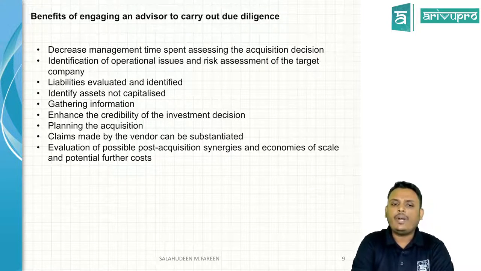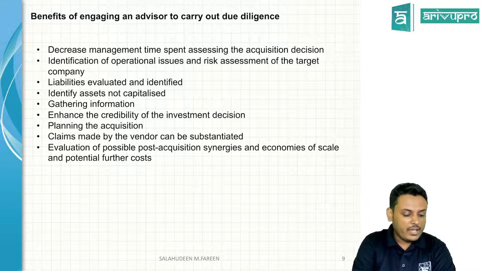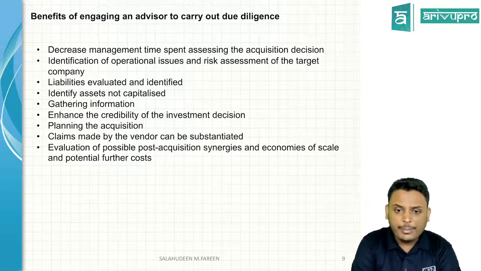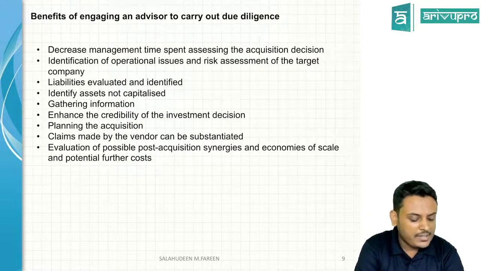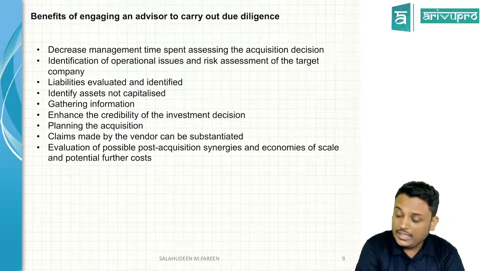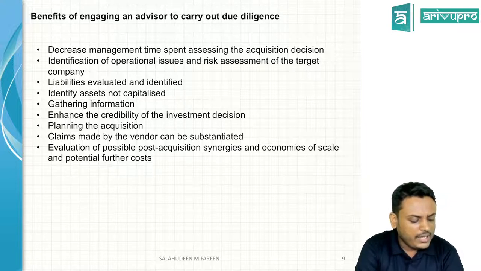So through that, operational issues and the risk assessment of the target company are easily identified. Liabilities are evaluated, and disclosed and undisclosed liabilities are identified. Identify the assets not capitalized. Some internally generated intangibles, such as internal brands or contingent liabilities, or else a brand name that is developed internally, will not be included in the financial statements.